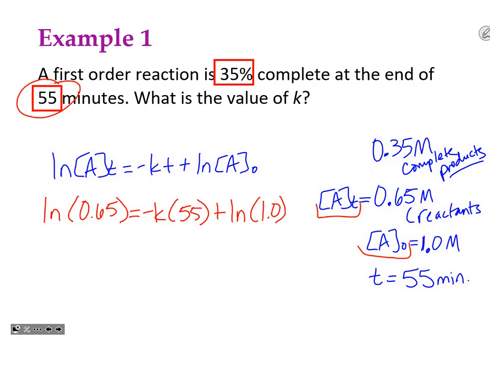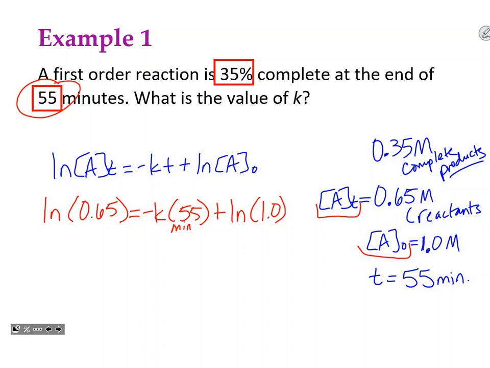Is time always going to be in minutes? No, time can be in seconds. Good question. Time can be in hours. Time can be whatever they designate it, but you just use that particular unit. So time doesn't always have to be in minutes. It is minutes this time. And yes, when we do our k units, we're going to have to use minutes for the time.